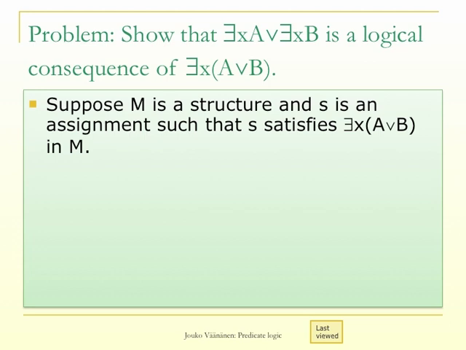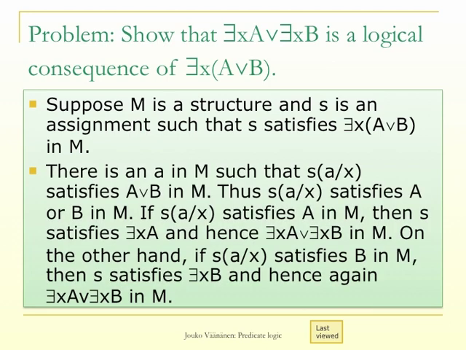Suppose M is a structure and s is an assignment that satisfies ∃x(A or B) in M. There is an a in M such that s(a/x) satisfies A or B in M. If s(a/x) satisfies A in M, then s satisfies ∃xA, and hence the disjunction ∃xA or ∃xB in M. On the other hand, if s(a/x) satisfies B in M, then s satisfies ∃xB, and hence again the disjunction ∃xA or ∃xB in M.